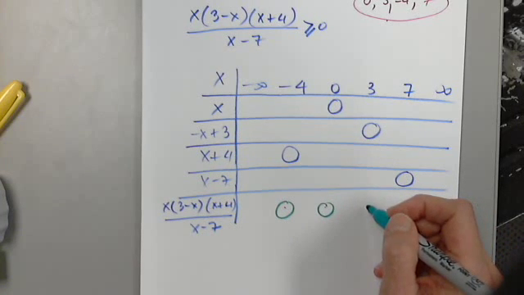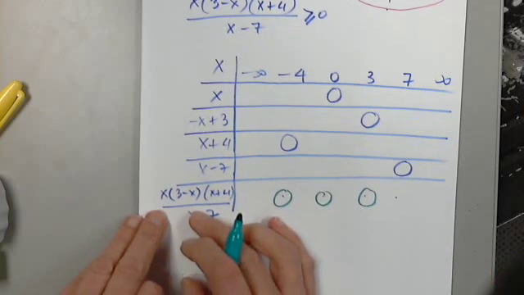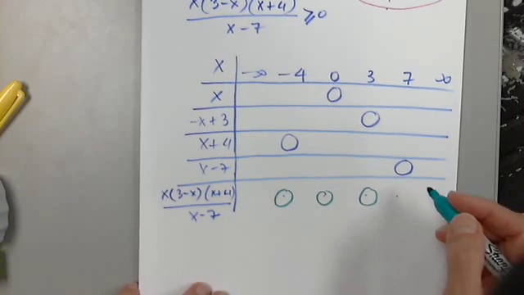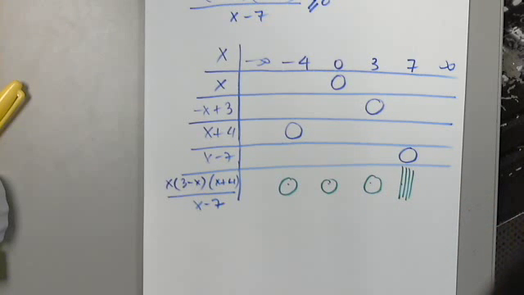When x is 3, the ratio is? 0, because the top is 0. When x equals 7, the ratio is? Undefined, because the denominator is 0. Awesome. Well done. Is that clear?